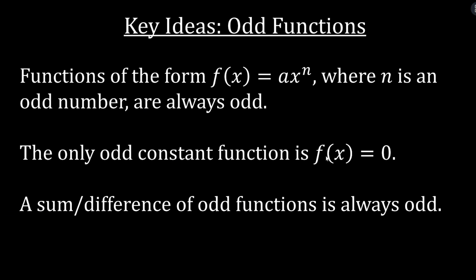We have a kind of similar thing for odd functions, but a little bit different. Functions of this form, f of x equals a times x to the n, where a is a real number and n is an odd integer, are always odd functions.